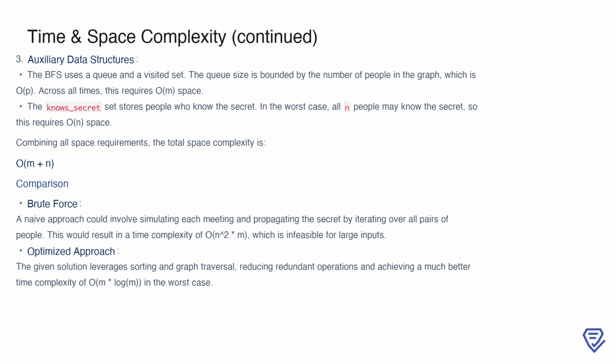Comparing this to a brute force approach, which would involve simulating each meeting and propagating the secret through all pairs of people, the naive solution would result in a time complexity of O(n² * m), which is computationally expensive. In contrast, the optimized approach leverages sorting and graph traversal to minimize redundant operations, achieving a much more efficient time complexity of O(m * log m) in the worst case.